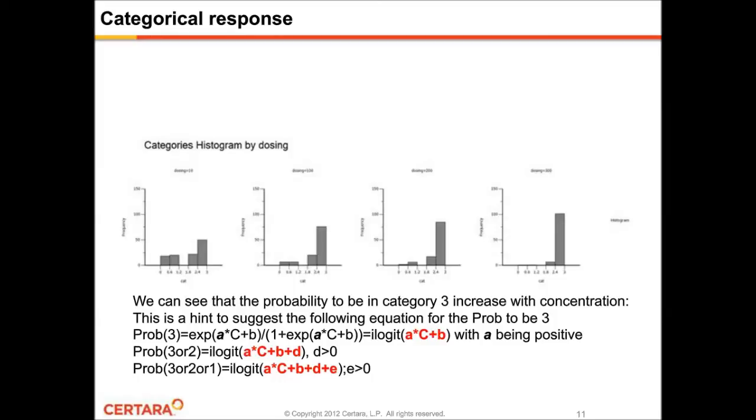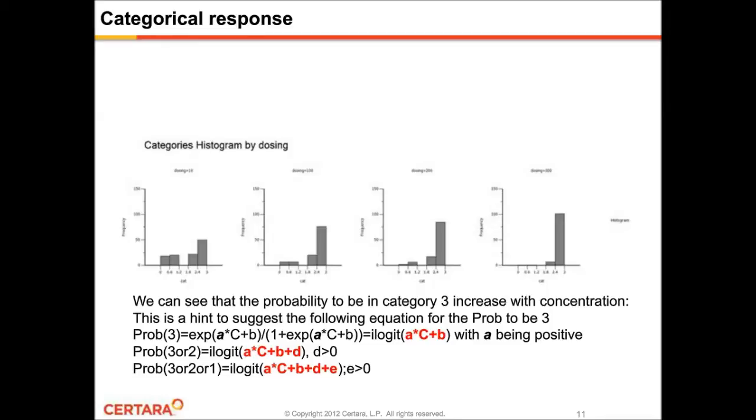The way to define probabilities when we have different categories is to define the probability to be in level 3, the probability to be in level 3 or 2, and the probability to be in level 3 or 2 or 1. These are called cumulative probabilities. The rules that need to be respected are that the probability must be between 0 and 1, and also the probability to be in 3 or 2 must be larger than the probability to be in level 3. The probability to be in level 3 or 2 or 1 must be larger than the probability to be in level 3 or 2. And this can be done by using the following trick.